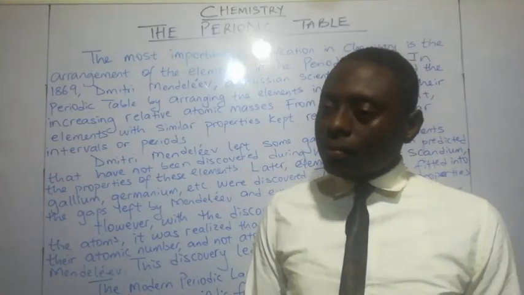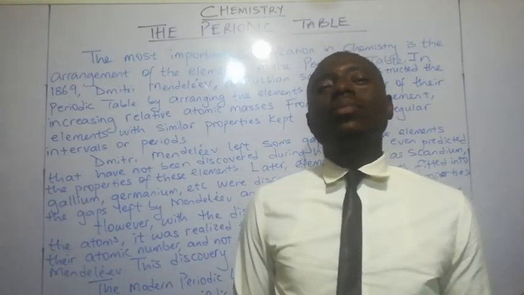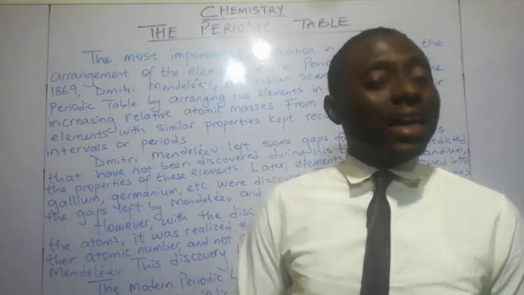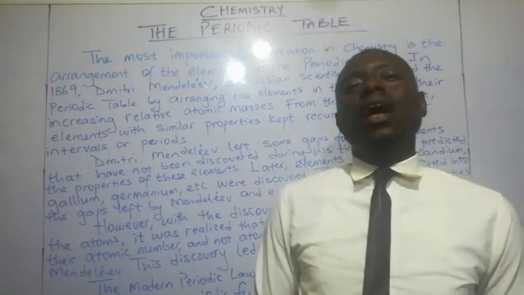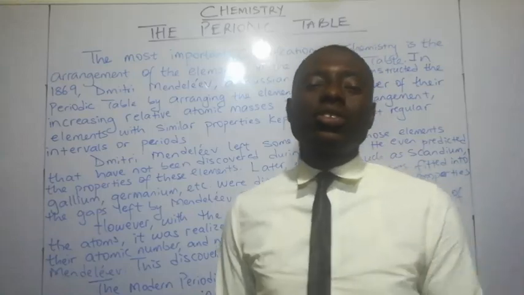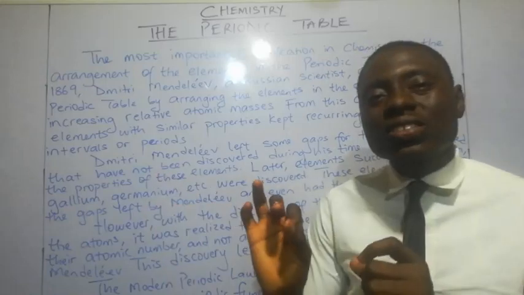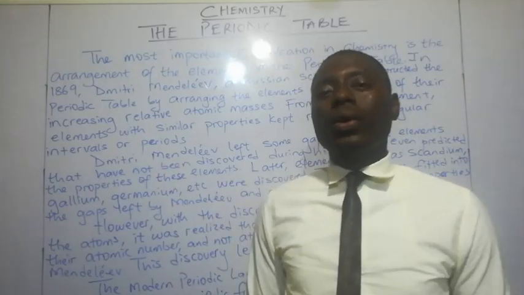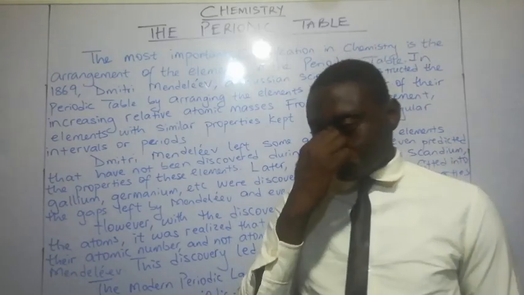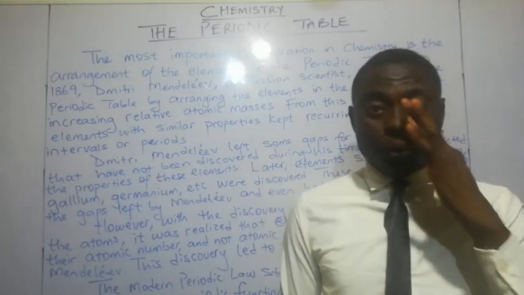And later on, after some years, those elements that were not discovered during Dmitry Mendeleev's time were eventually discovered. Elements like scandium, germanium, gallium were eventually discovered. And when they were discovered, they had the predicted properties that Mendeleev had suggested about them. They also fitted into those gaps that Dmitry Mendeleev left on the periodic table. And then we see that what we have today now is a complete version of the periodic table.